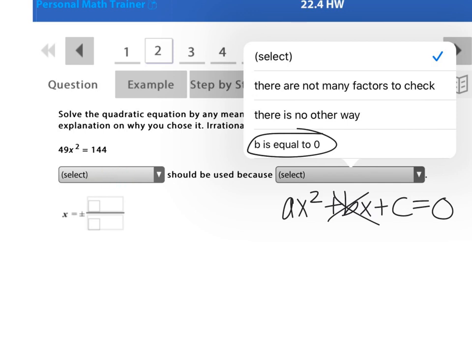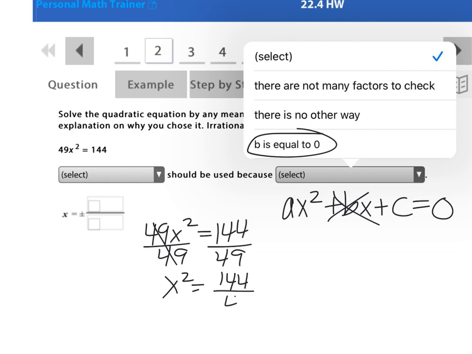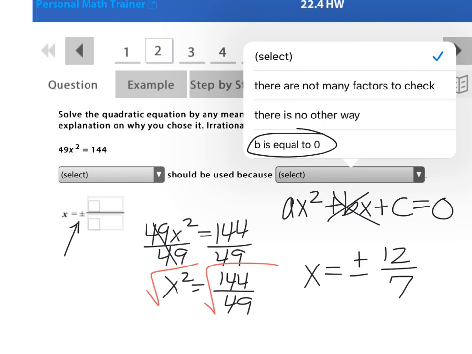So how do I solve? I've got 49x squared equals 144. Divide by 49. x squared equals 144 over 49. Then you take the square root of both sides. So x equals plus or minus the square root of 144, which is 12, over the square root of 49, which is 7, and there are my two answers. Since this already has plus or minus, I just do 12 over 7.